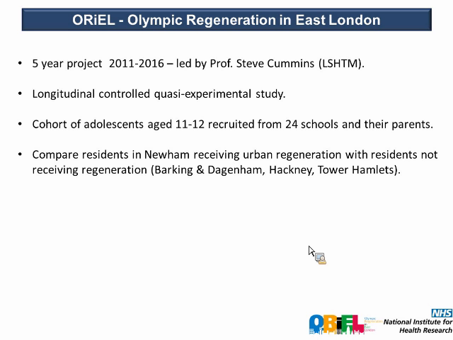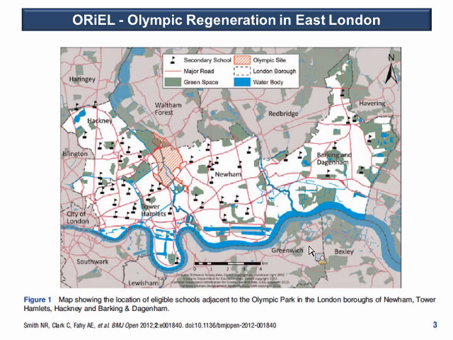So before the Olympics, we recruited a cohort. It's about 3,000 adolescents aged 11 to 12, and they're drawn from 24 schools. We also interview some of their parents. And so just to show you a map of the area, the Olympic site here, this is where the Olympics that you probably saw on the telly was.